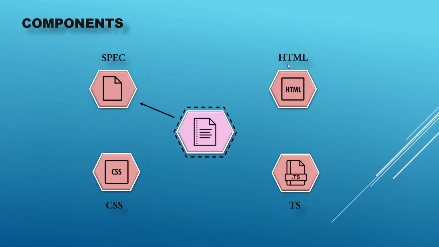And then you will have one spec file. The spec file is nothing but a testing file. We can write unit test cases in the spec file and test with it. So these four files every component will have: HTML for writing your UI, the TS file to control it, the CSS file to decorate it, and the spec file to write unit test cases. These four files will always be present whenever you create a component.